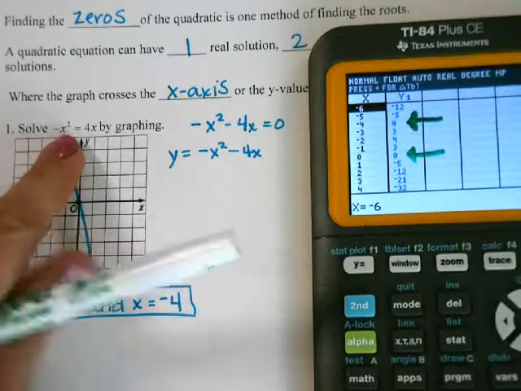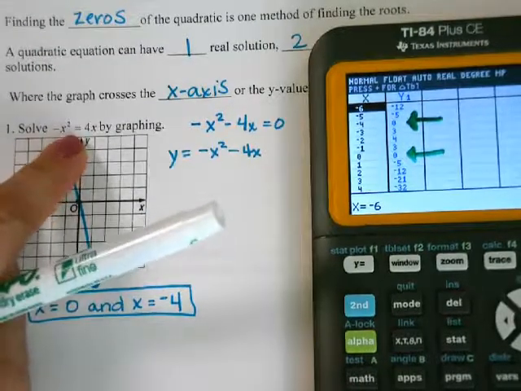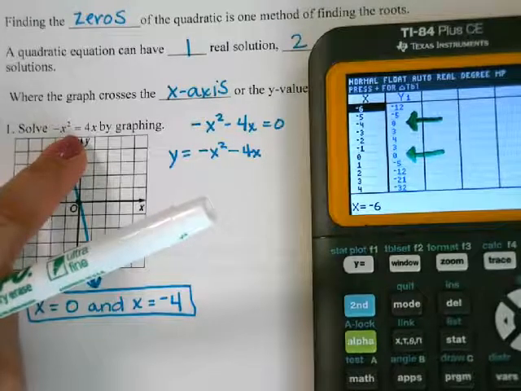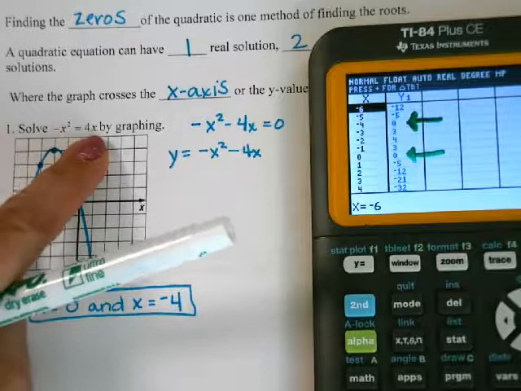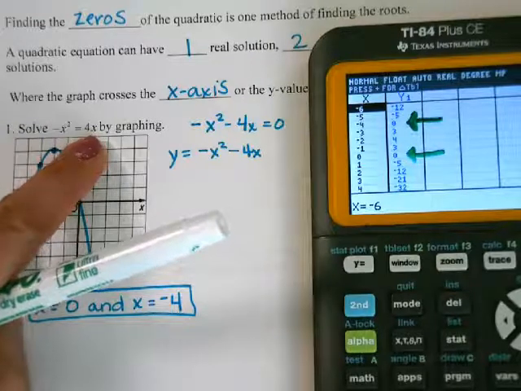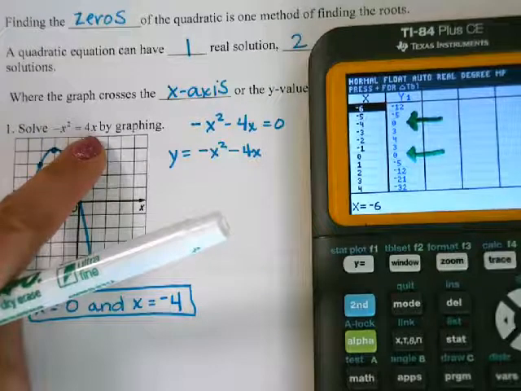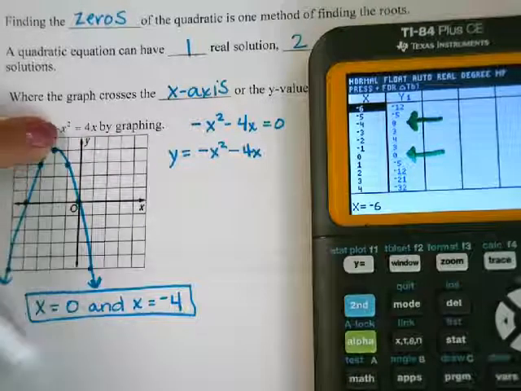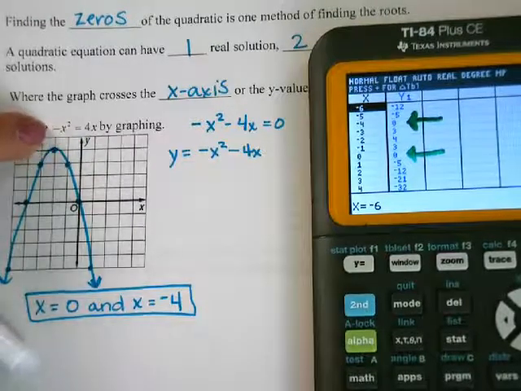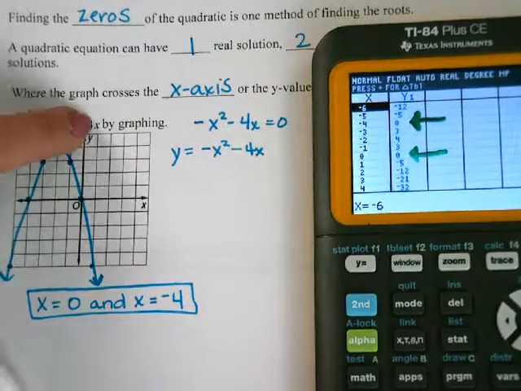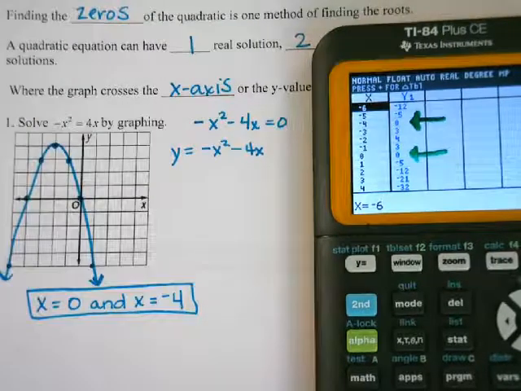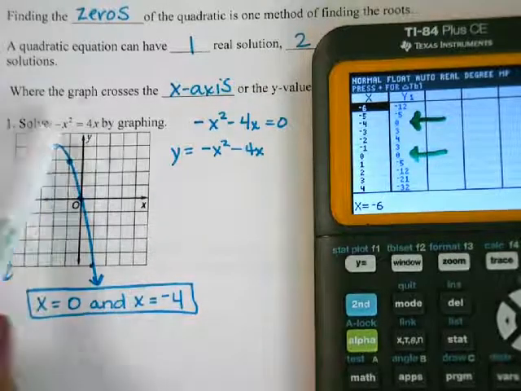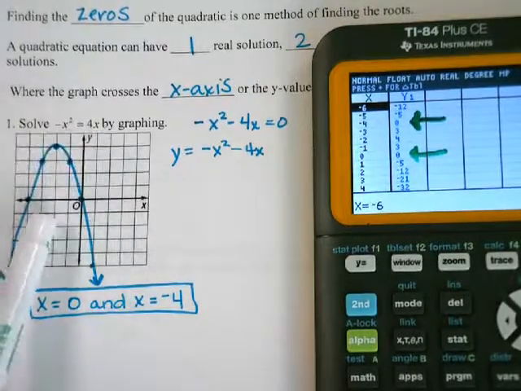Okay, let's see if it works. If I plug 0 in to this right here, I have -0 squared. Well, that would be 0. Does that equal 4 times 0? Yeah, it certainly does. How about -4? Okay, so -4 squared would be +16. The negative out front would make it -16, and 4 times a -4 is -16. Okay? So we're finding the values that make this equation true by graphing.